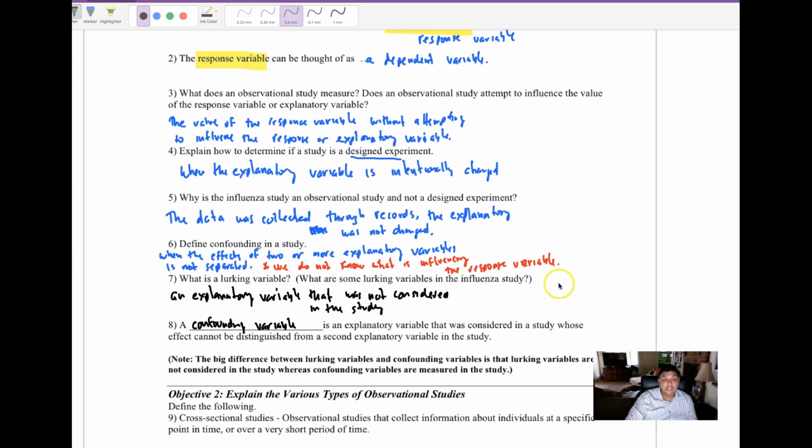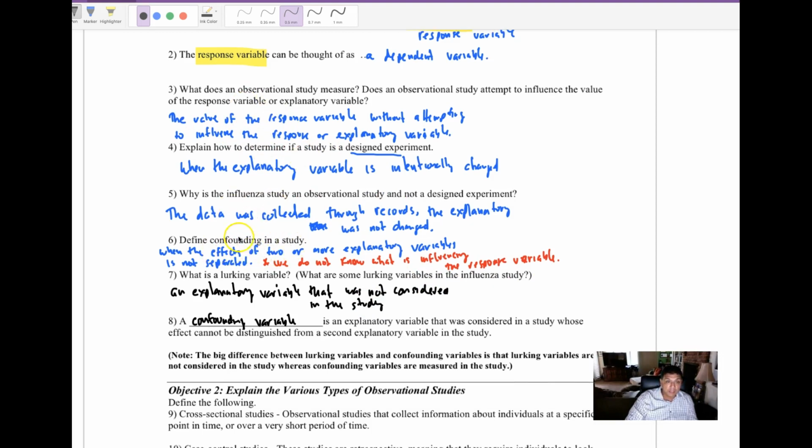To finish off this idea, here are the answers to these questions. We continue on, finishing up with defining confounding: in a study, when the effects of two or more explanatory variables are not separated, we do not know what is influencing the response variable. That's when we have some confounding.